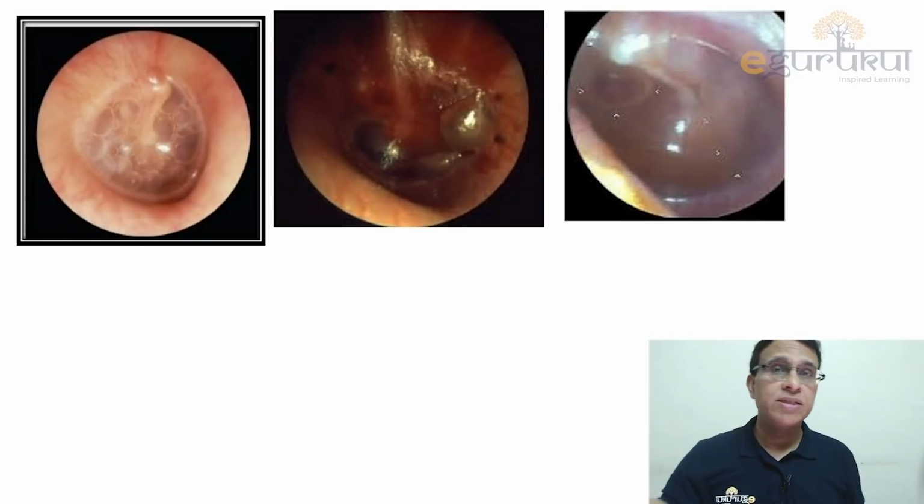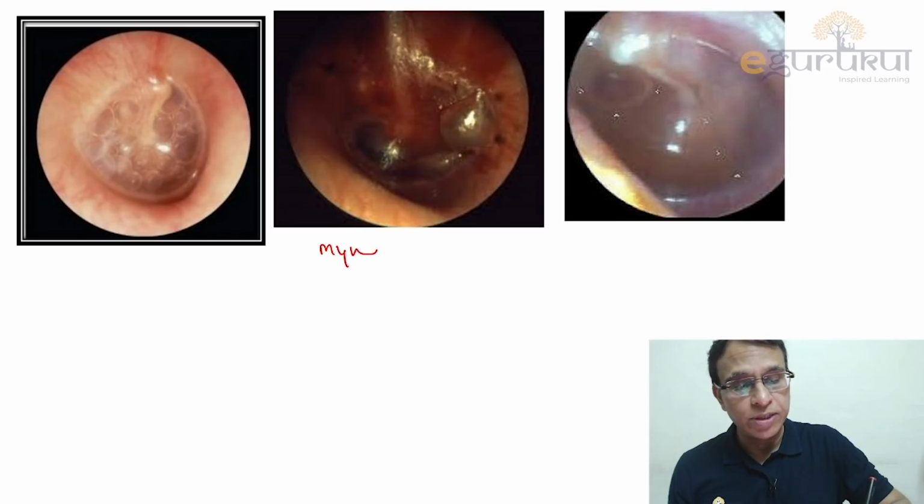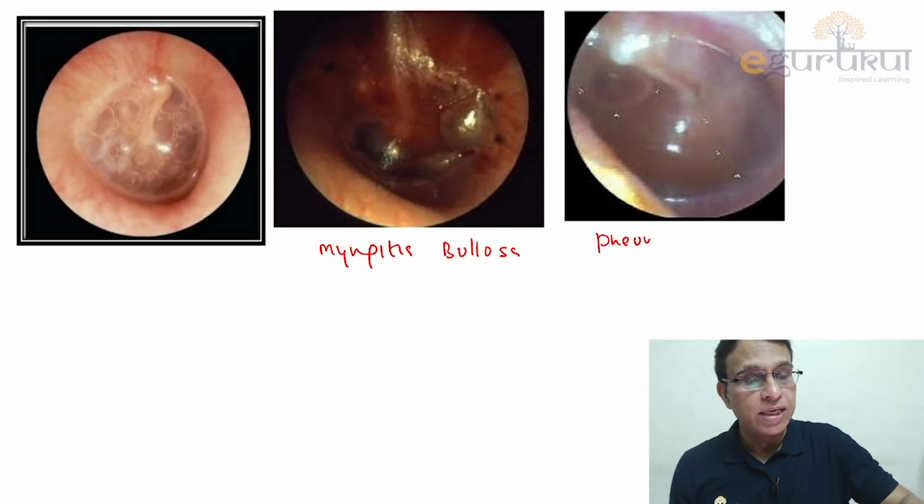Now look at the first image, the one that I've shown you with the air bubbles in the middle ear. This is glue ear. The second one is myringitis bullosa. There is inflammation of the tympanic membrane with swelling on the tympanic membrane. And this is pneumotympanum. As you can see, tympanum means middle ear.